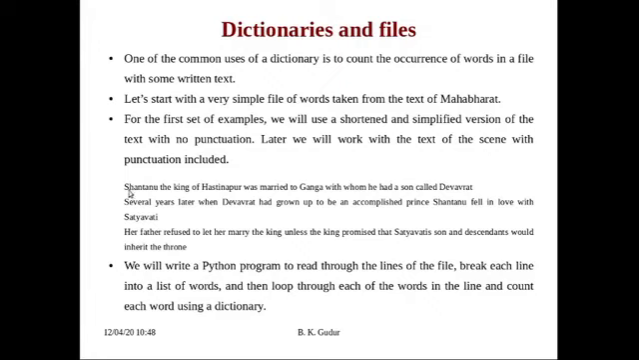So this is simple text. It doesn't include any punctuations. You can see: Shantanu, the king of Hastinapura, was married to Ganga, with whom he had a son called Devarata. Say three lines are there from that particular text Mahabharata.